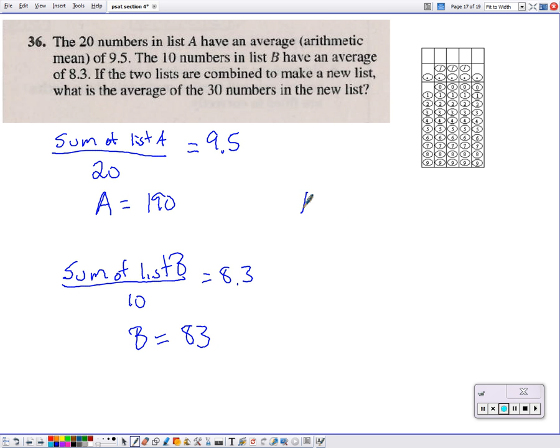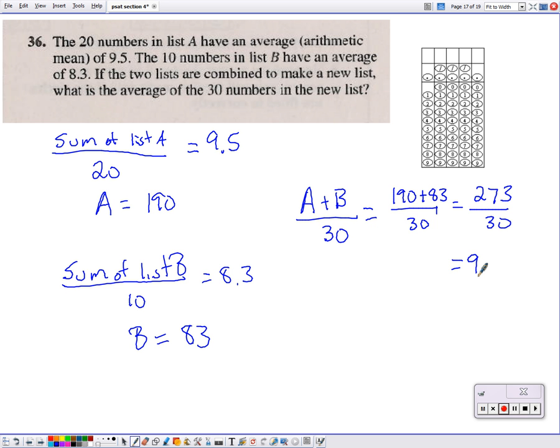So A and B together have 30 numbers. So to find the new average, I would add 190 plus 83 and divide that by 30. So I'm going to take 273 divided by 30, and I'm going to get 9.1. So that is the new average.